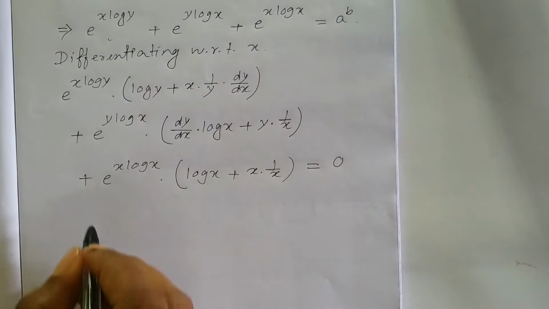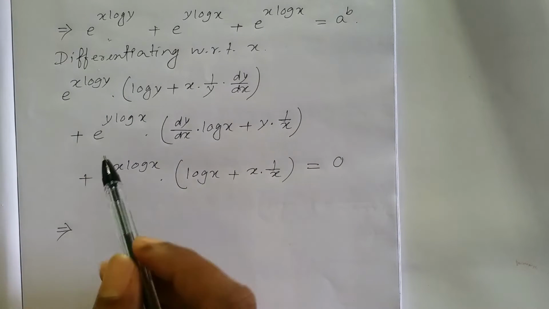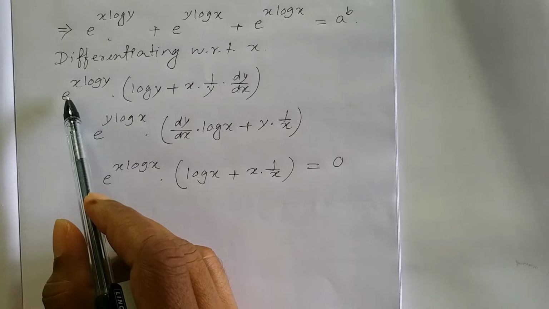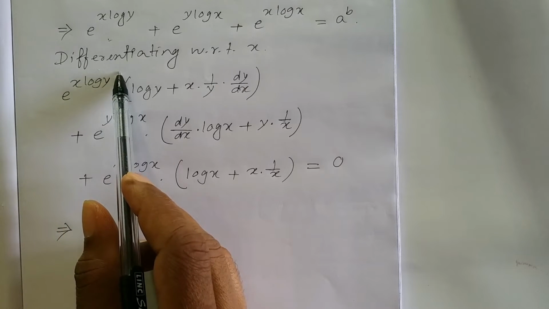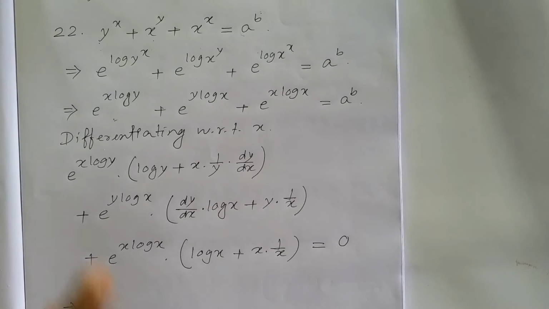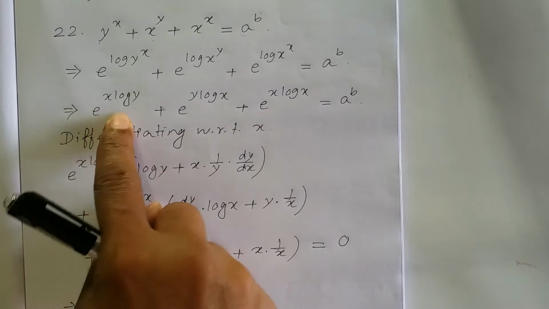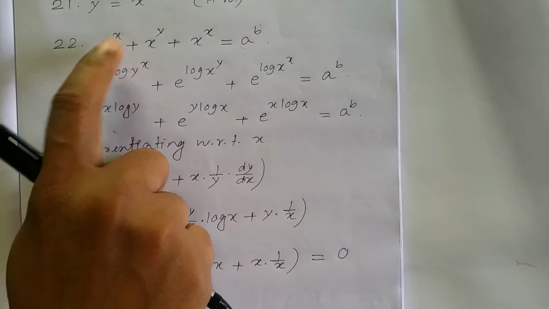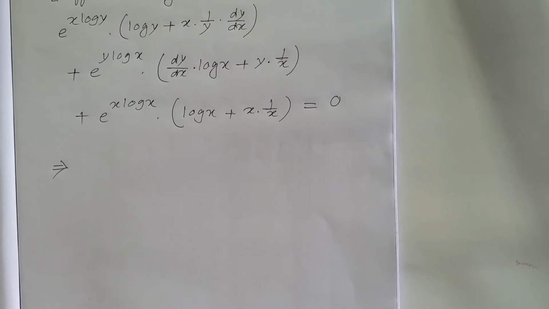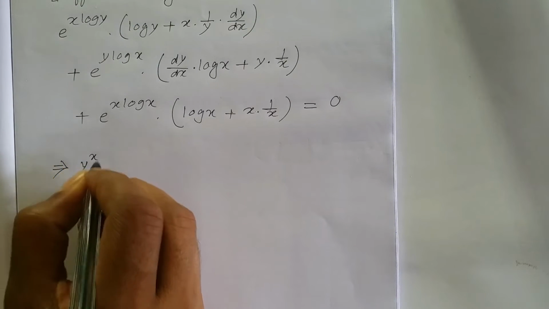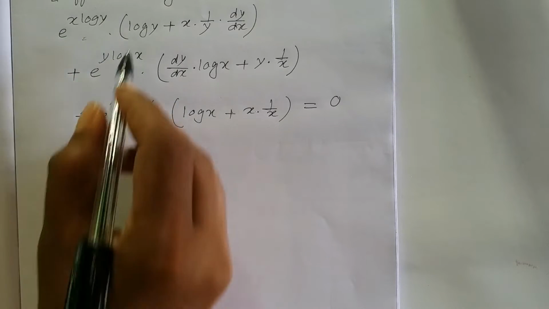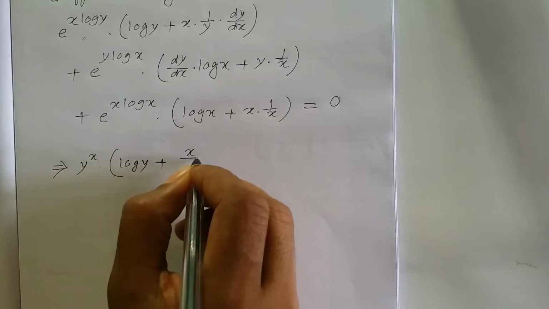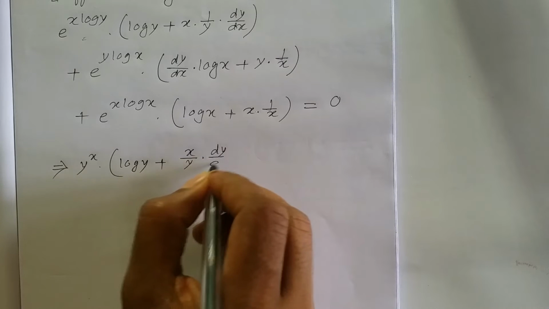Now, in the previous class we already discussed that this can be written as e to the power log of y to the power x, and that is, you see here, this term was actually this term, and that term was actually this term, and that is again equal to only y to the power x. So we directly put here y to the power x, y to the power x into, this term replaced by y to the power x, and this is log of y, then plus x by y into dy dx is the first one.